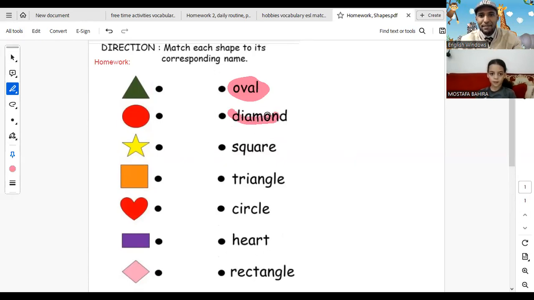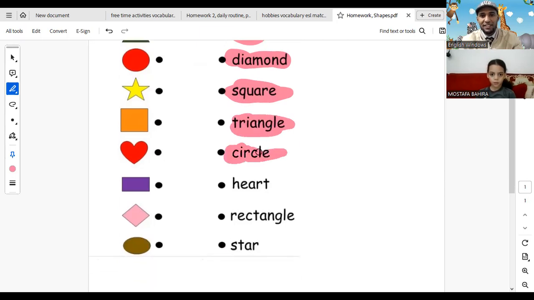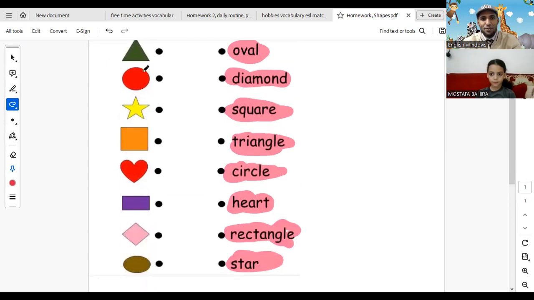Now, oval. Oval. Diamond. Diamond. Square. Square. Triangle. Triangle. Circle. Circle. Heart. Heart. Rectangle. Rectangle. Star. Star. Very nice, good.